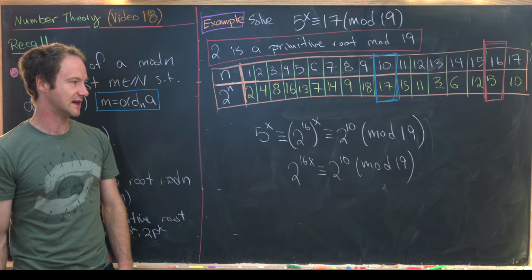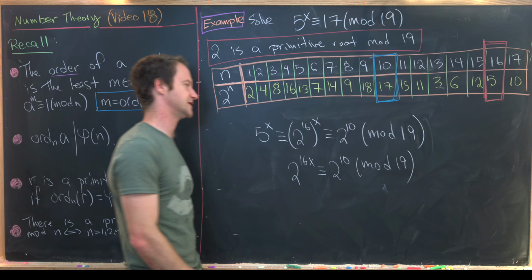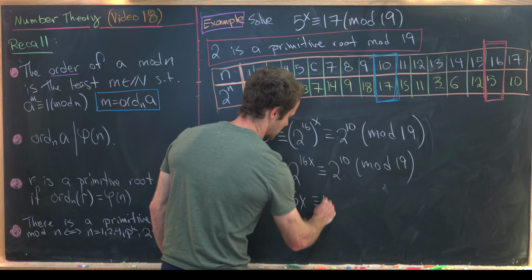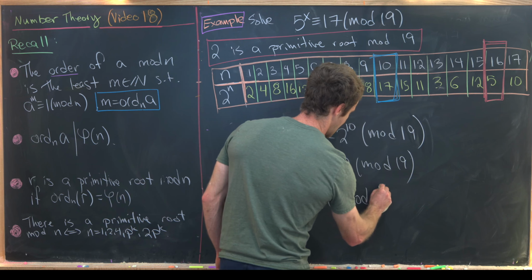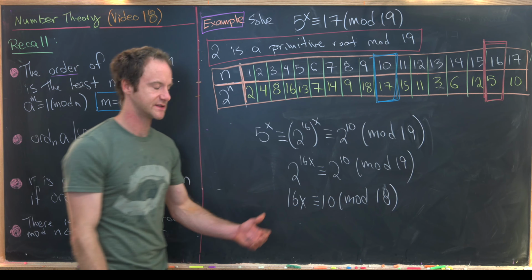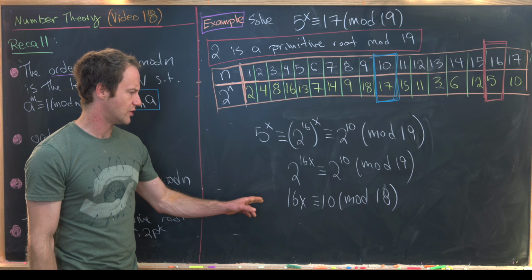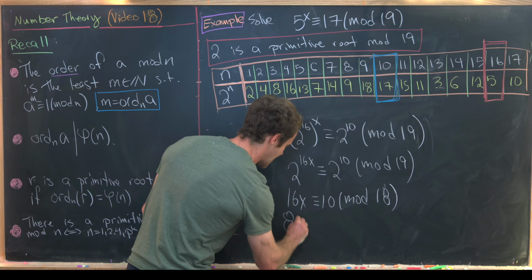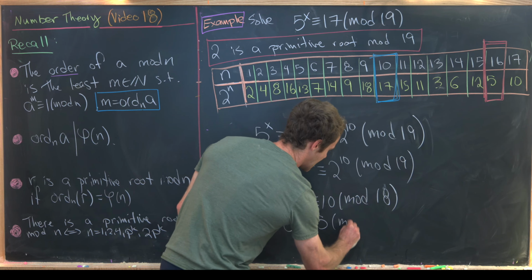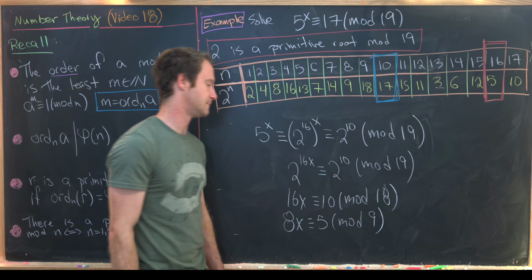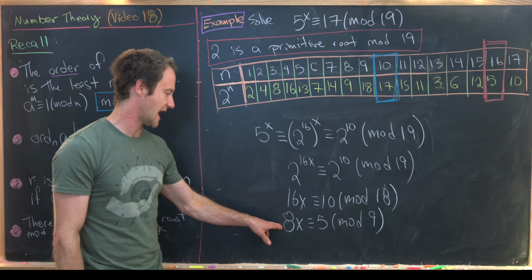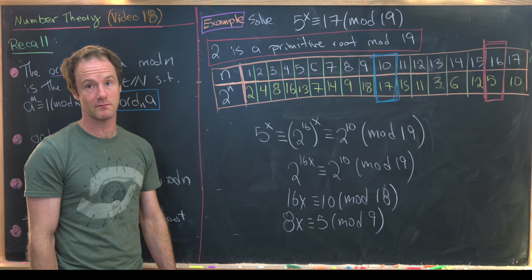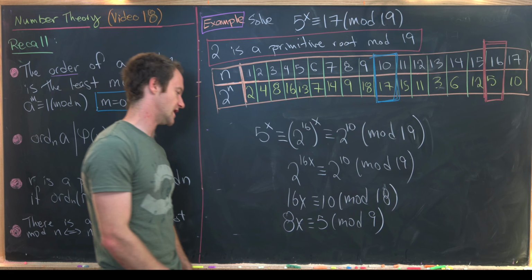If the base is working mod 19, the exponent is working mod phi of 19 or 18. So that means we have 16x is congruent to 10 mod 18, 19 minus 1. But now notice that each of these is divisible by 2, so we can just divide out 2. That gives us 8x is congruent to 5 mod 9. But now we're in a good position because 8 and 9 are relatively prime. In fact, 8 is equal to negative 1 mod 9, which means it's its own inverse.